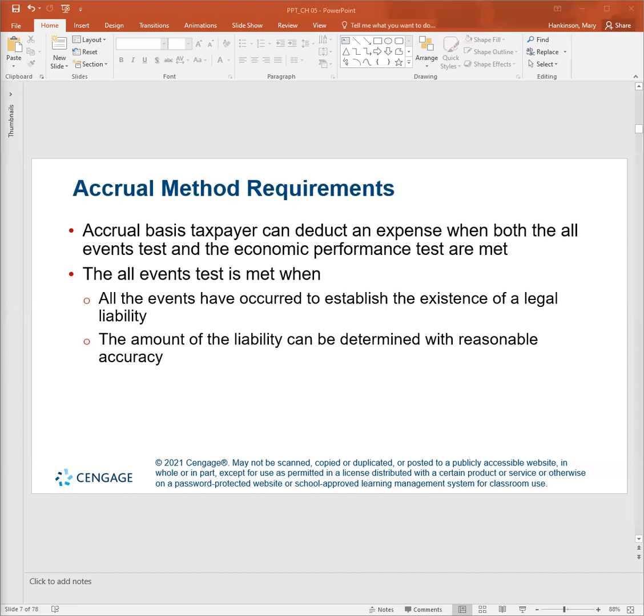In situations in which a liability arises as a result of services being provided or property being transferred to the taxpayer, economic performance occurs when the service is provided or the property is acquired. If the liability is the result of the taxpayer being required to provide services or transfer property, economic performance occurs when the taxpayer provides the service or transfers the property.